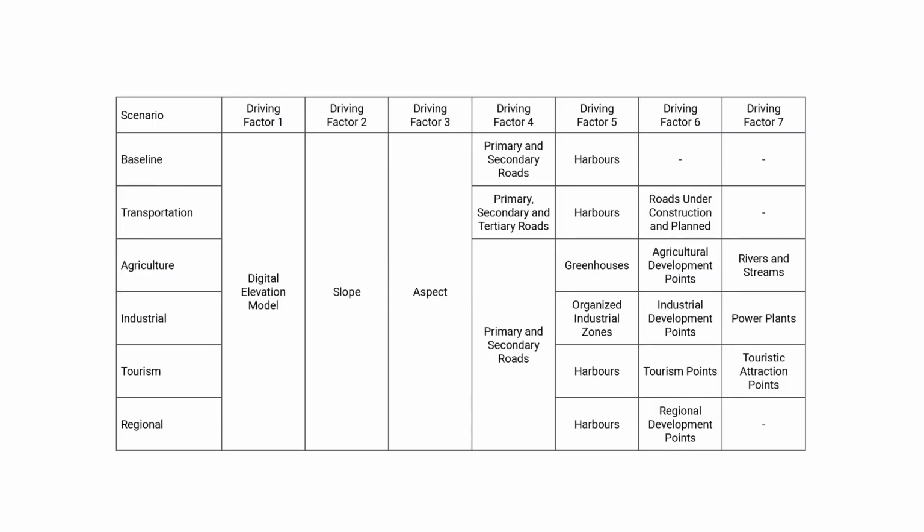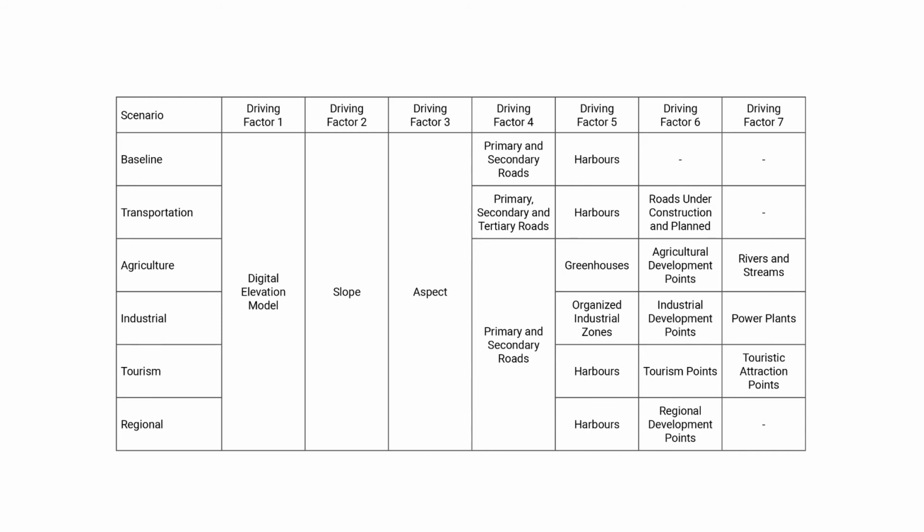This table shows the scenarios and their driving factors. Baseline scenario is a must in every scenario-based simulation to compare the results. This is the most basic scenario, only incorporating the minimum. Transportation scenario has more data regarding the routes, but the results indicate no distinct difference between this one and the baseline scenario. Agriculture, industrial, tourism, and regional scenarios are characterized with the driving factors in columns 5, 6, and 7.